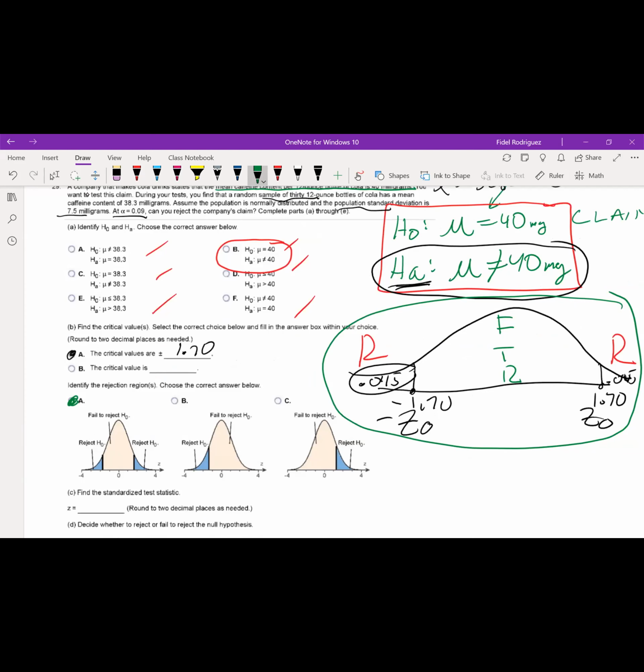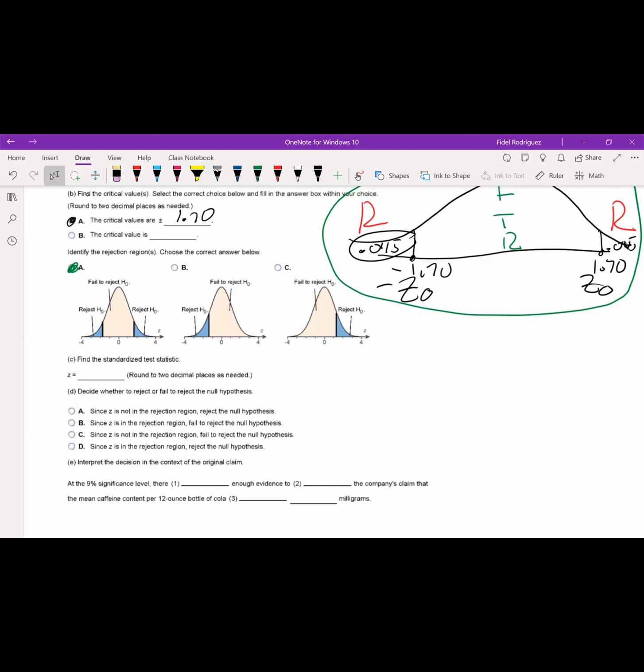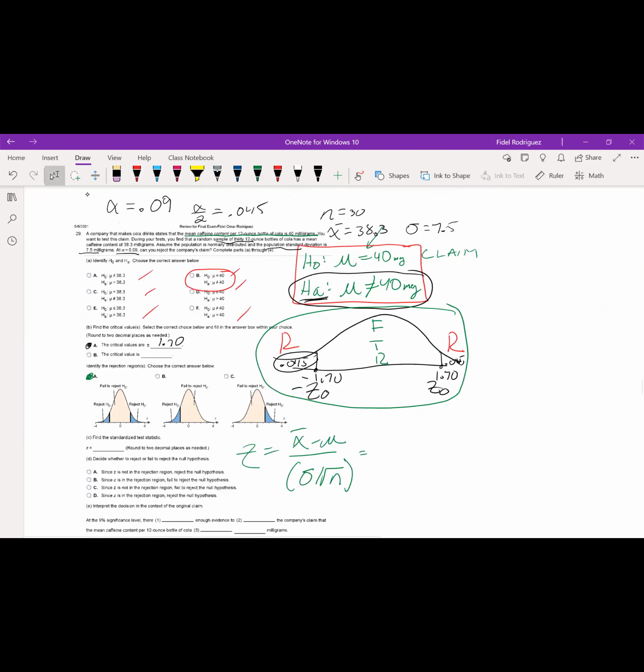All right, now for part C, we're going to find our standardized test statistic. So the way we're going to do this is we're going to go x bar minus mu over sigma divided by the square root of n. I think we have those values a little bit up here. Here we go. Remember, my x bar in this case was 38.3. So I'm going to write 38.3 minus our mu, which was 40, over sigma, which was 7.5, divided by the square root of n, which is 30.